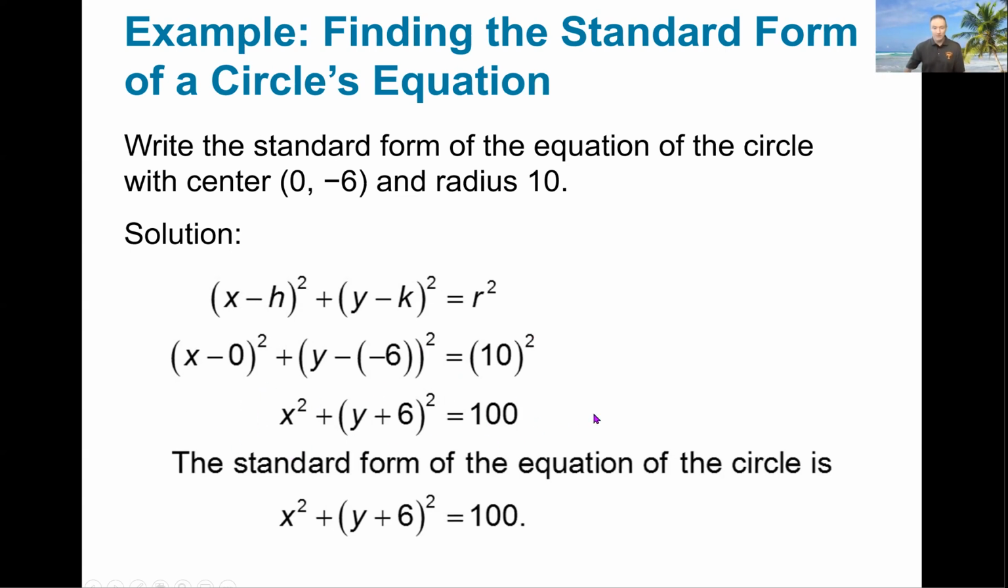Now, of course, you need to be able to work these in both directions. If I give you this equation, you need to be able to look at it and say, okay, easy. The radius of this circle is the square root of 100. It's 10, and it has a center at the x value of 0 and at the y value of negative 6.